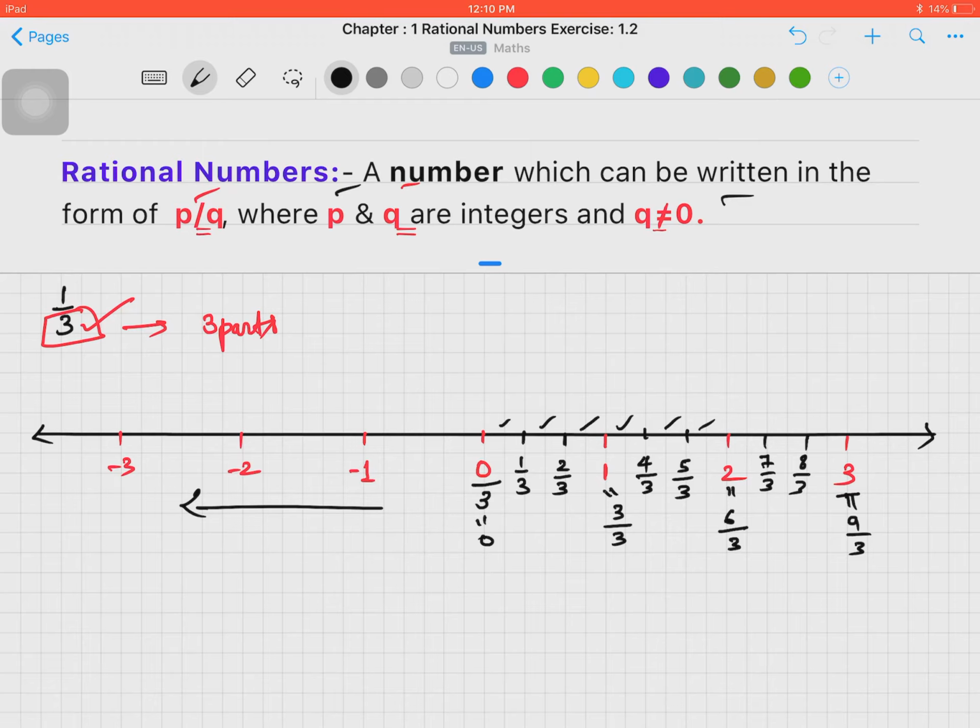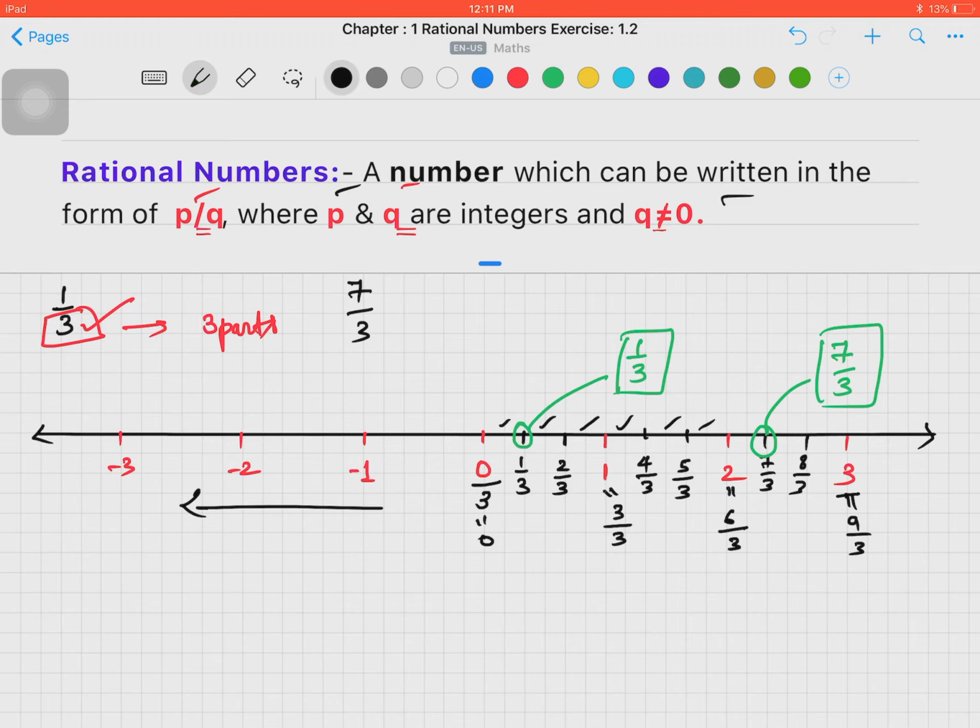So here we are asked to represent the number 1 by 3. Now you can easily locate 1 by 3 here on the number line. This is the location of 1 by 3. That's how you can represent a rational number on the number line. Similarly, if you are asked to represent another number, let's say 7 by 3, you can easily find from this line that 7 by 3 is here. That is the location of the rational number 7 by 3. Is it clear?